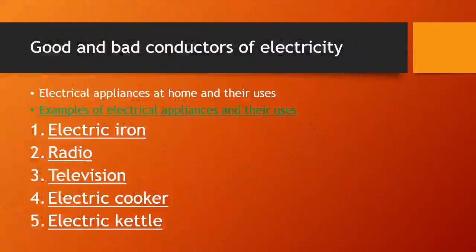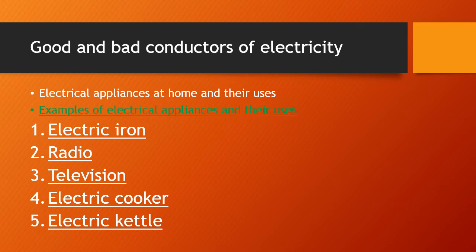Electricity. Good conductors of electricity. Some materials conduct electricity while others do not conduct electricity. Pupils, good conductors of electricity are materials that allow electricity to pass or to flow easily through them. Bad conductors are materials that do not allow electricity to flow or to pass through them at all.